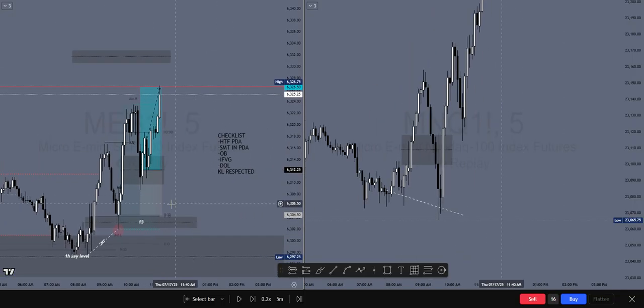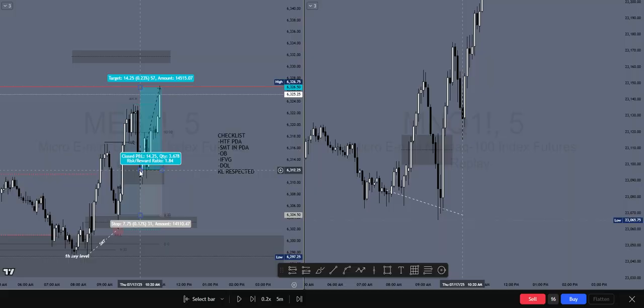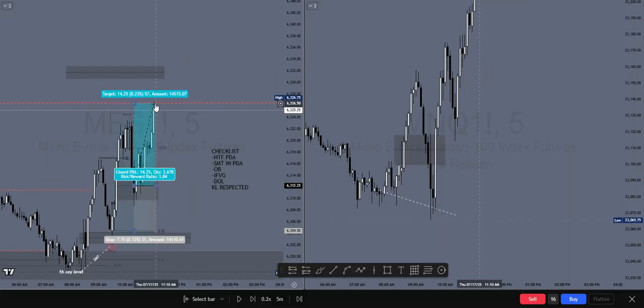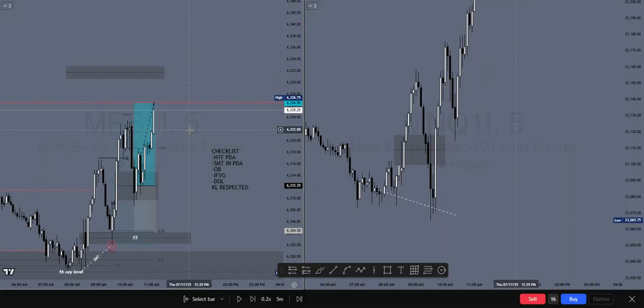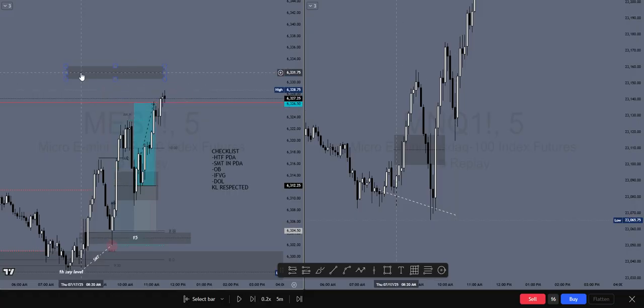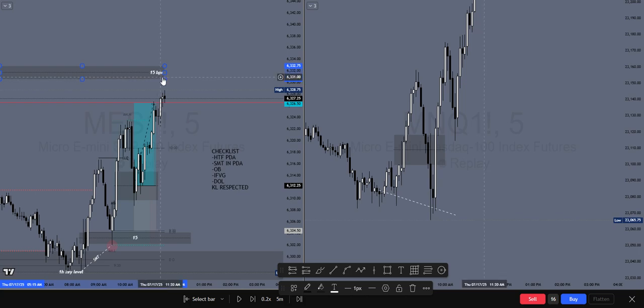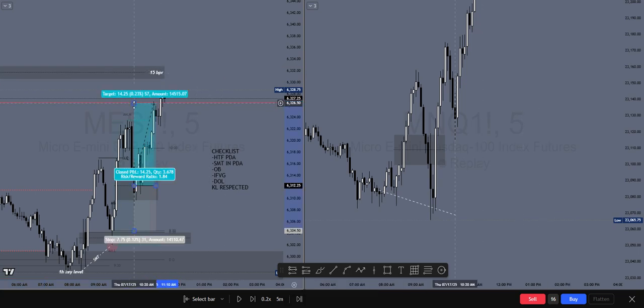15-minute PD array, SMT, order block, inversion fair value gap. Boom. Enter. Target your draw on liquidity. And as you guys can see, remember when I said we have this 15-minute BPR resting above? You guys can target CE points or the bottom, doesn't matter.